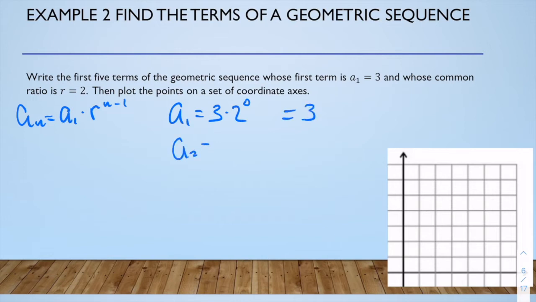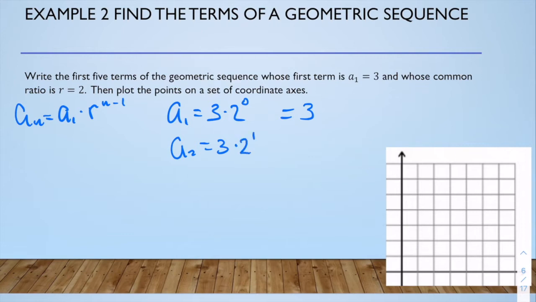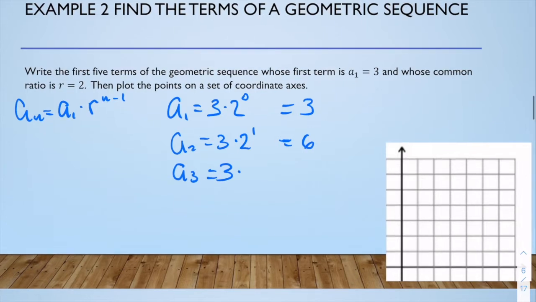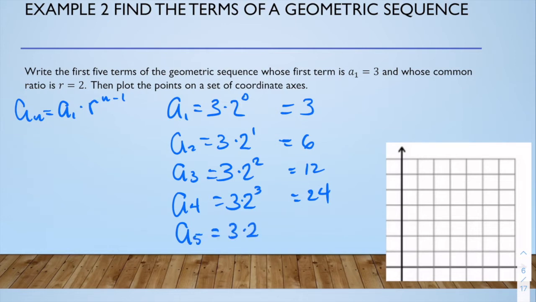a2 is going to be 3 times 2 to the 1, because 2 minus 1 is 1, and so 2 to the 1 is 2. 3 times 2 then is 6. a3, 3 times 2 squared, 4 times 3 is 12. a4, 3 times 2 to the third, 2 to the third is 8, 8 times 3 is 24. And we're trying to find the first 5 terms, so a5 is 3 times 2 to the 4. That's going to be 3 times 16, that's 48.